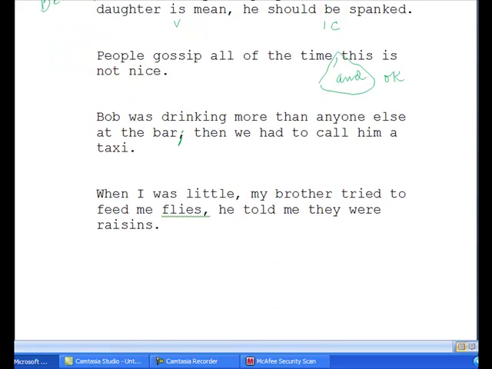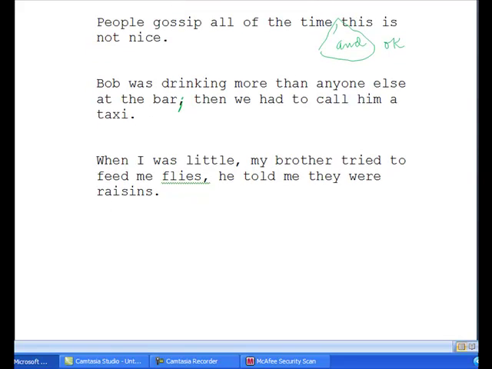And then finally, let's do this last one. This is a true statement from my biographical past. When I was little, my brother tried to feed me flies. He told me they were raisins. That's maybe one reason why my brother and I don't get along. No, we've patched things up, but it was an unpleasant experience. Is this sentence correct or is it incorrect? The sentence is incorrect as it's written.